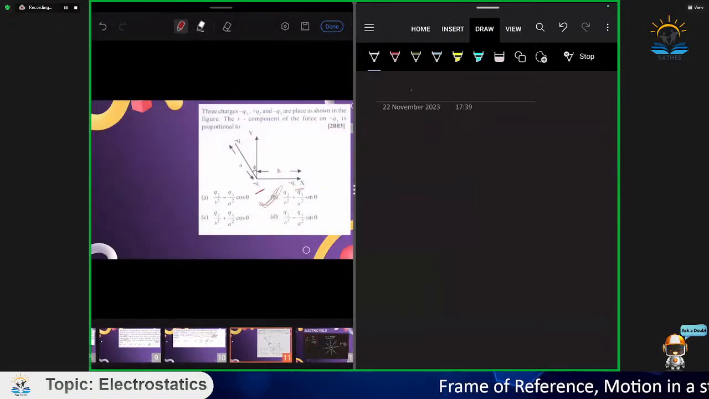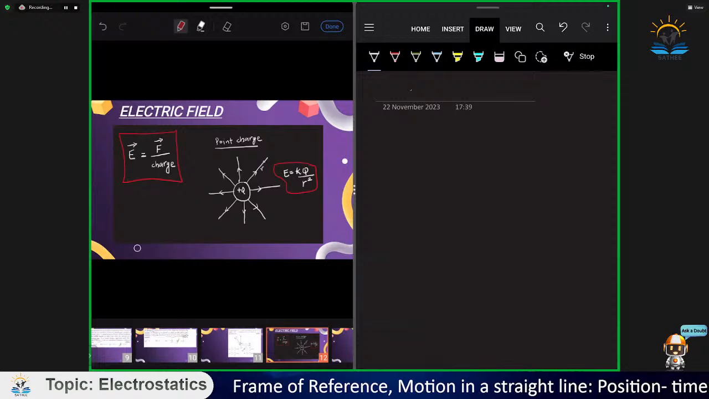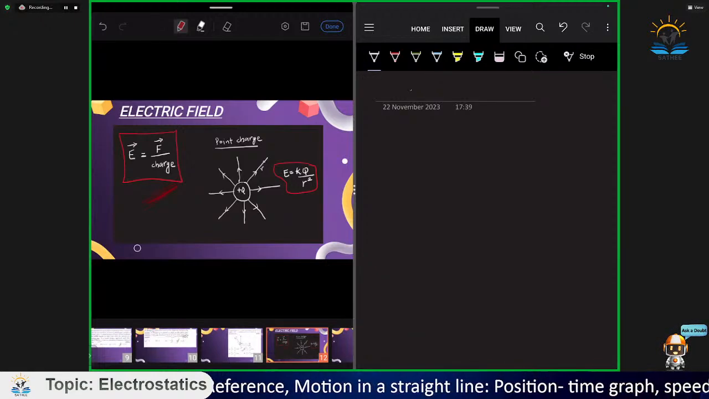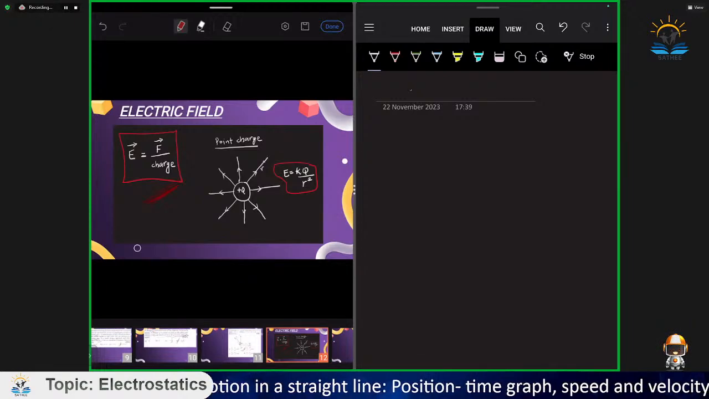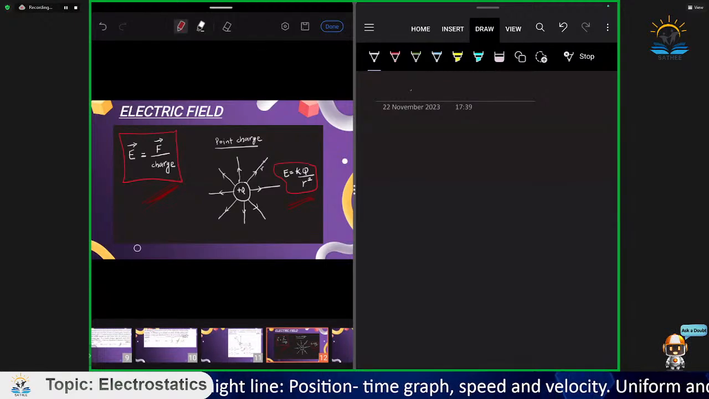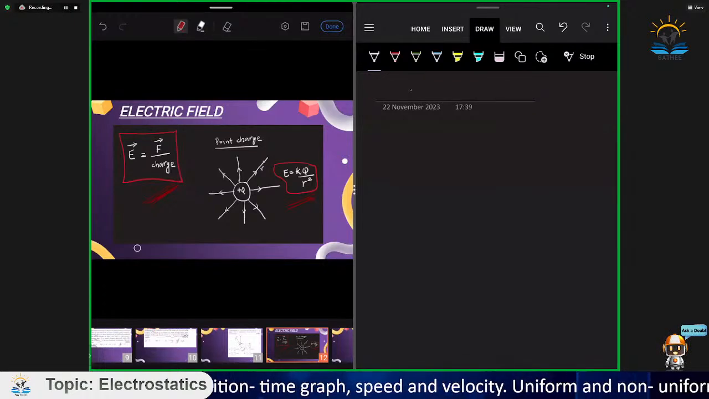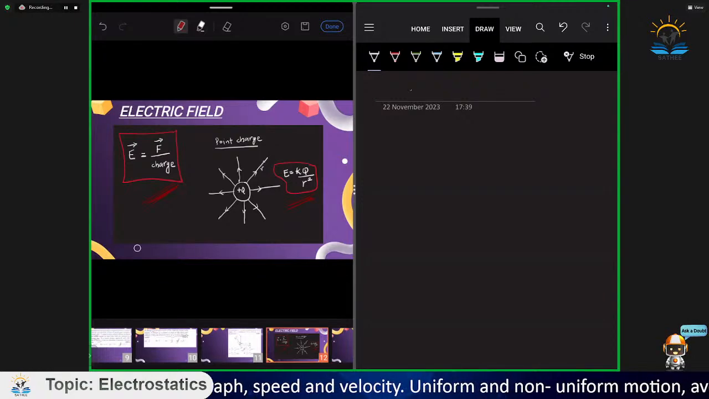Next question. Next, we can talk about electric field. What is electric field? Electric field is force divided by charge, that is, electric field is equal to F by Q. And for a point charge it is equal to KQ divided by R square. Everyone knows this. And the electric field vector is equal to vector F by Q.